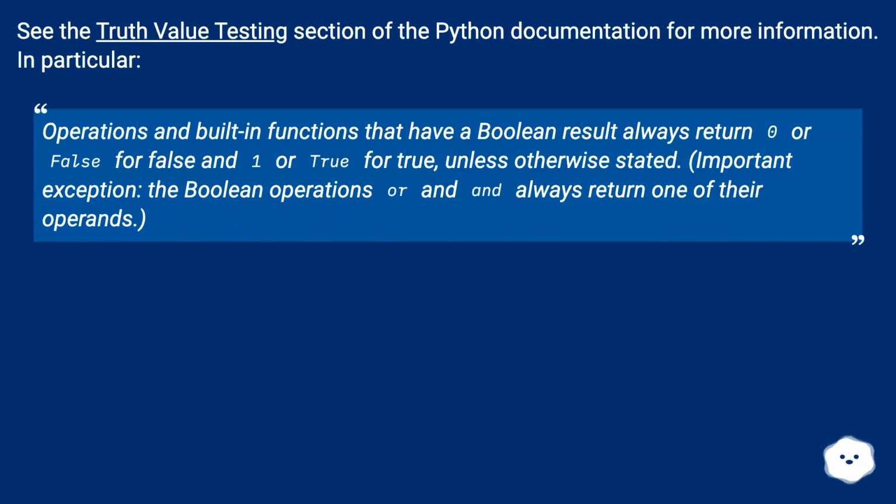In particular, operations and built-in functions that have a Boolean result always return 0 or False for false and 1 or True for true, unless otherwise stated. Important exception: the Boolean operations OR and AND always return one of their operands.